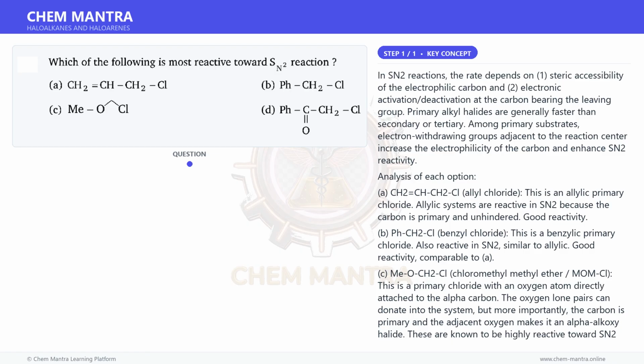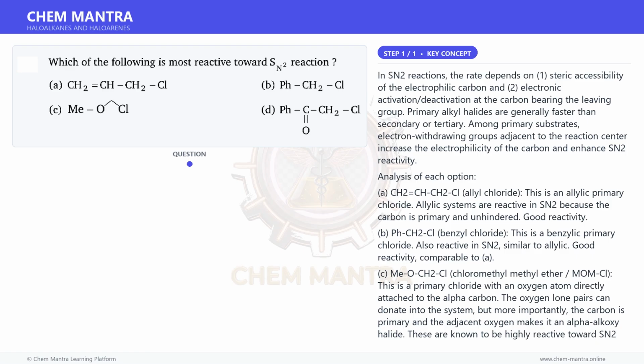C. MeO-CH2Cl, chloromethyl methyl ether, MOMCl. This is a primary chloride with an oxygen atom directly attached to the alpha carbon. The oxygen lone pairs can donate into the system, but more importantly, the carbon is primary and the adjacent oxygen makes it an alpha-alkoxy halide. These are known to be highly reactive toward SN2 due to the inductive effect and the partial positive character on the carbon flanked by oxygen and chlorine.